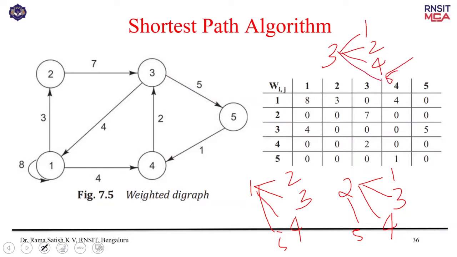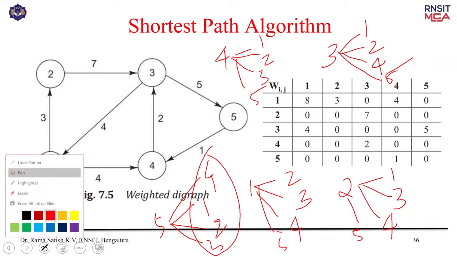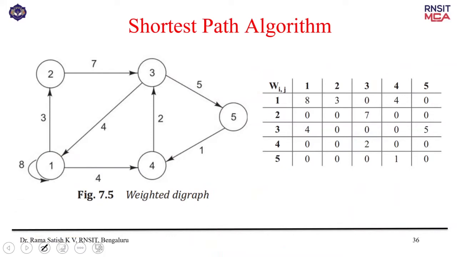So you have to find the shortest distance between the fourth node and the first node, fourth node to second node, fourth node to third node, fourth node to fifth node. Same way, fifth node to first node, fifth node to second node, fifth node to third node, fifth node to fourth node. So this is what the shortest path finding algorithm does.